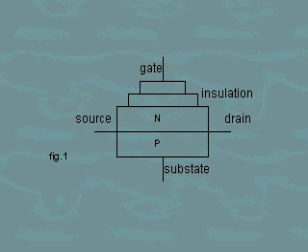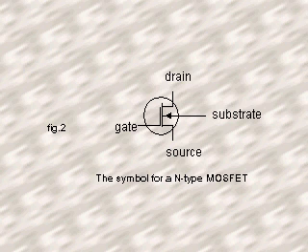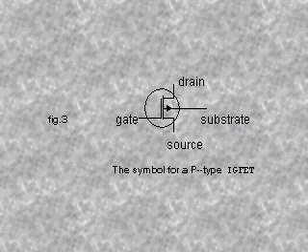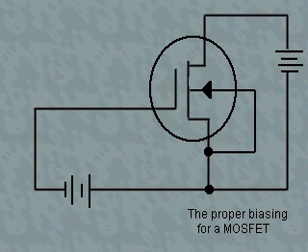The basic structure of an N-type MOSFET is shown in this figure. The second figure shows the symbol for MOSFETs. There is a fourth lead connected to the substrate for this type of MOSFET. The IGFET symbol is shown in the third figure. The direction of the arrow here is reversed. For proper biasing of a MOSFET, the substrate is usually kept at the same voltage potential as the source. This is shown in the diagram.